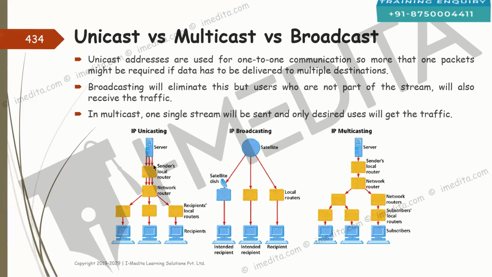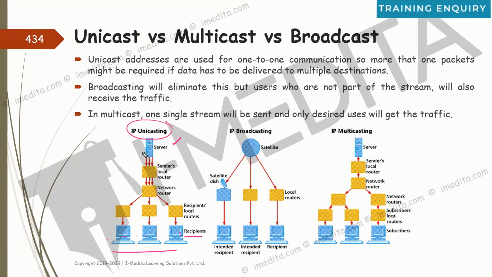So what is multicast? Unicast addresses are used for one-to-one communication. So more than one packet might be required if the data has to be delivered to multiple destinations. Here is one sender, here are 3 receivers, and we want to send some traffic to all of these recipients using unicasting. That means the server needs to generate 3 messages. Those 3 messages will get routed in the entire network, and then they will be delivered onto the respective machines.